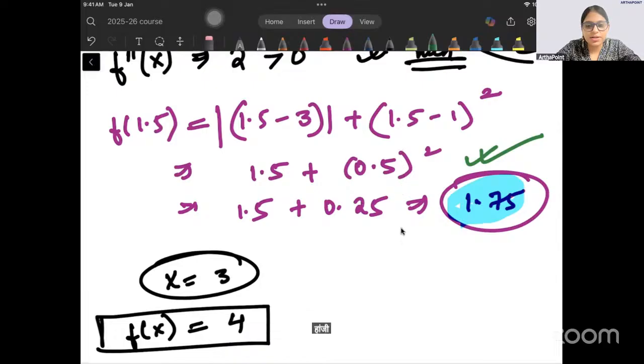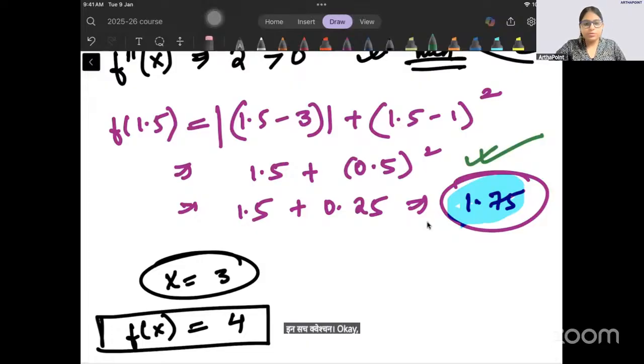How did you get 2 by 3 here? And so many people? How are you getting 2 by 3? Is it clear now? Any doubt, anyone? Very basic question. We cannot afford to do wrong in such questions.